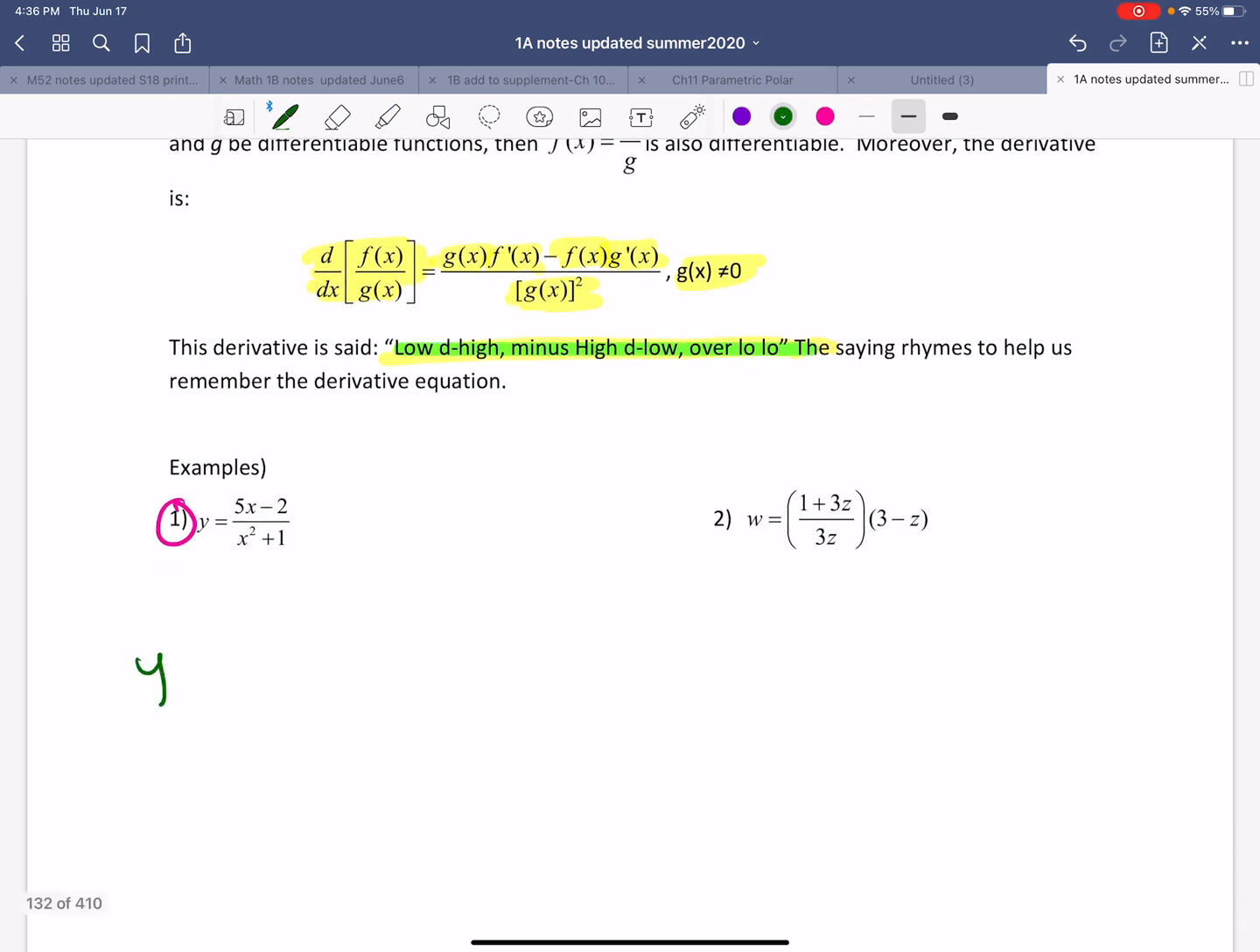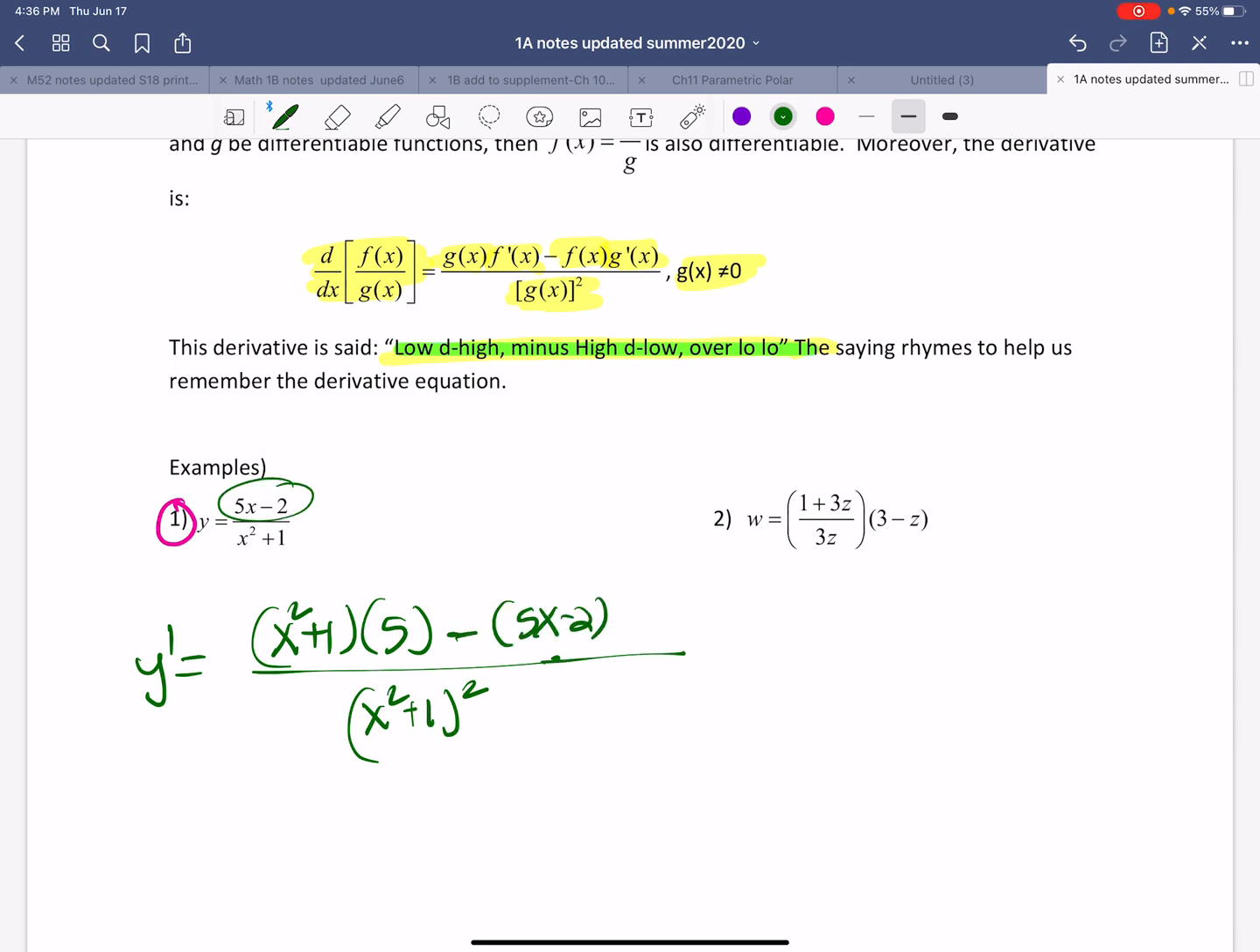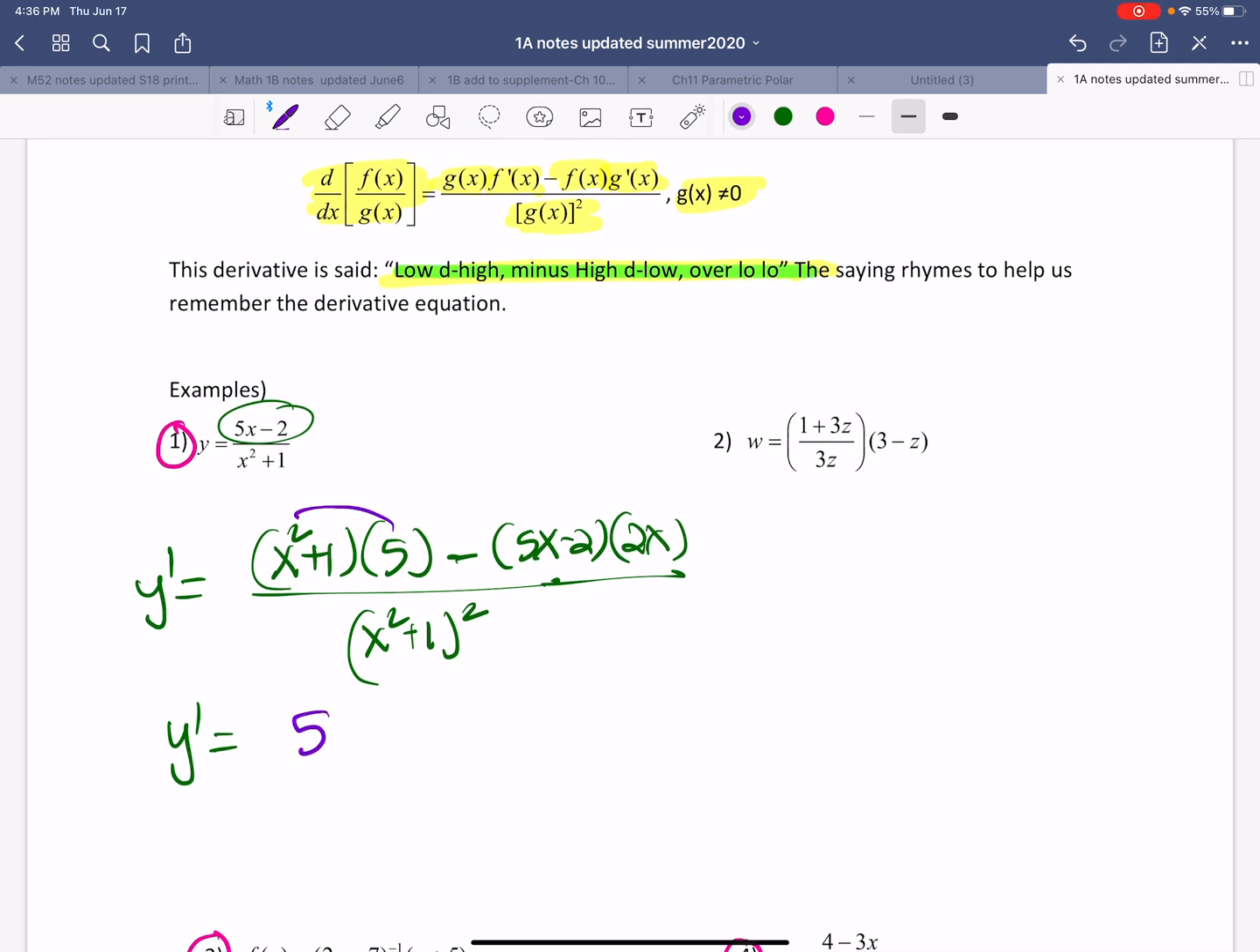Here's y given to me, and y prime would be: low, low, that is (x squared plus 1) to the second power; low d high, the derivative of the numerator is just 5, minus high d low, the derivative of the lower term, which would be 2x. Cleaning up, simplification, and that would be it. So this leaves me with 5x squared plus 5 minus 10x squared, 10x squared plus 4x, divided by (x squared plus 1) to the second power.